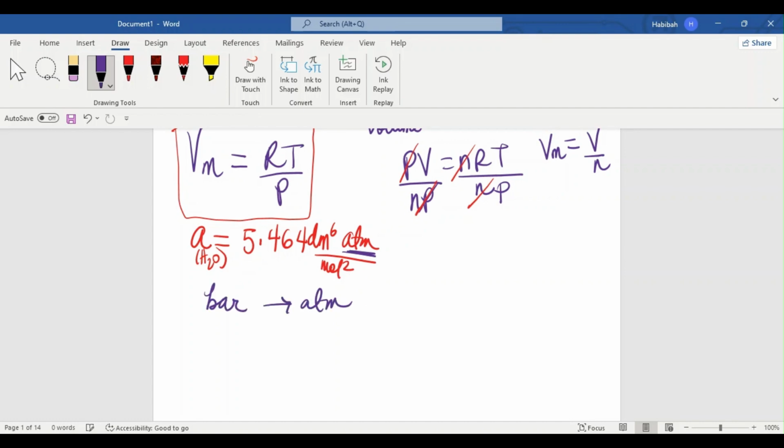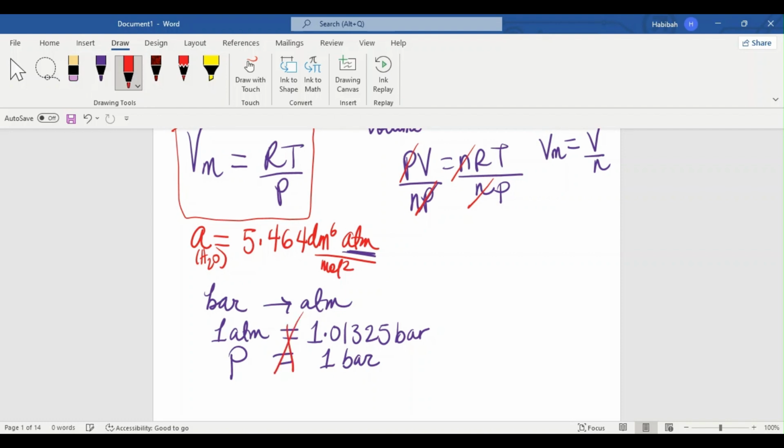If you're new to this channel, I've done unit conversion questions for pressure. So if you want to learn how to do that at a more intense level, please watch that video. But I'm going to be doing that here just briefly. So we know that 1 atm is equal to 1.01325 bar. Hence, 1 bar is going to be equal to how much pressure? So all we have to do is simply cross multiply.